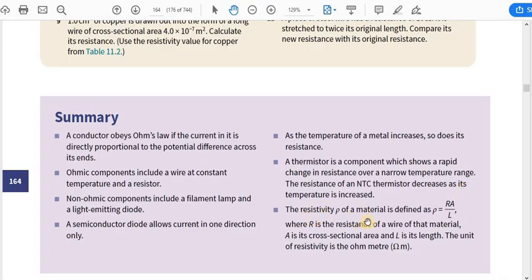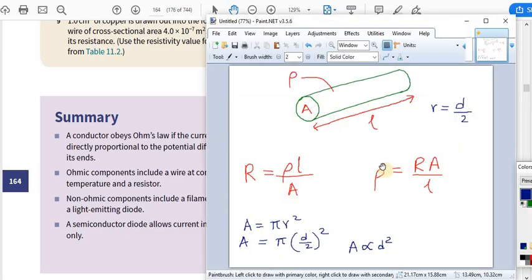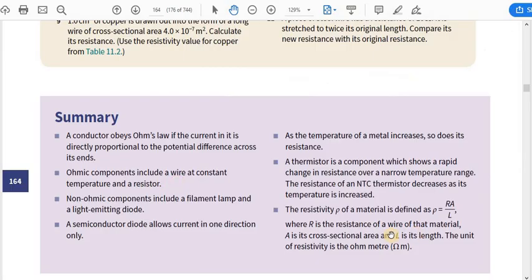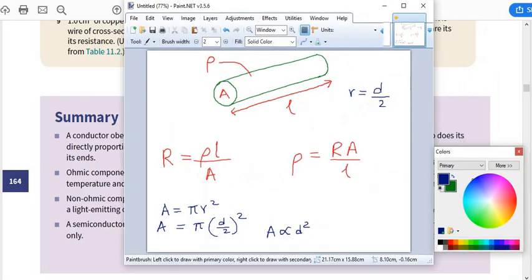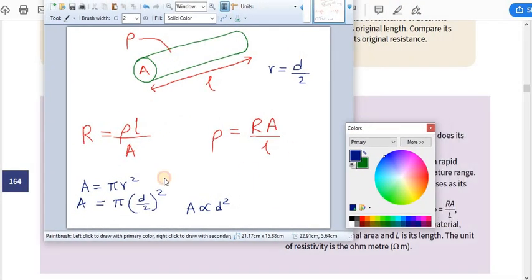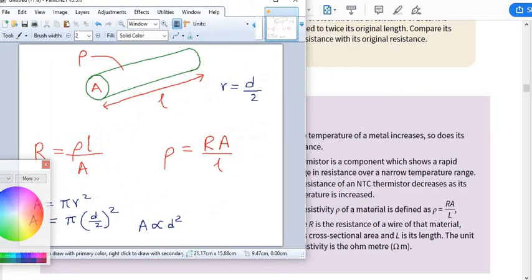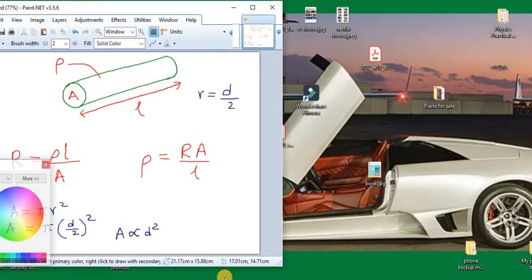The resistivity ρ of a material is defined as ρ equals RA over L. I showed that over here to you using this equation. We made ρ the subject of the equation. Resistivity is ρ, where R is the resistance of a wire of that material. Okay, so again I drew everything and I showed you all of this. I'll just move it to this side so you can have a better look when we are going through this.